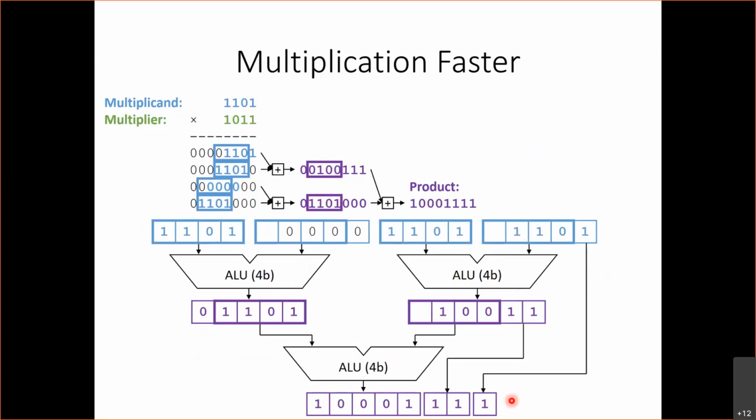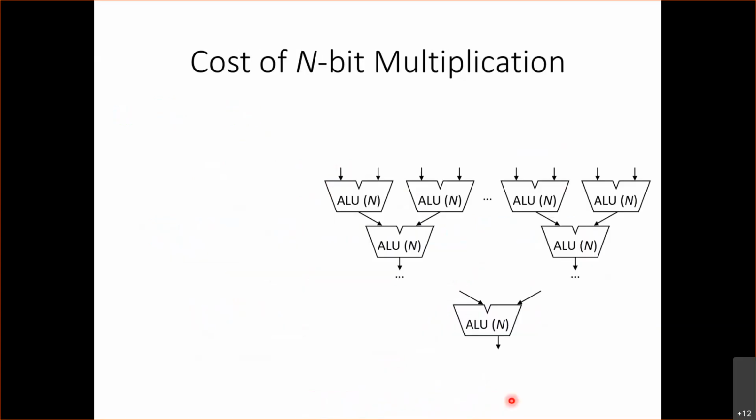So how much does this adder cost? In general, if we have an n-bit value, the number of ALUs will be reduced by half every time. We start with n over 2 ALUs and then n over 4 ALUs until we get to 1 ALU.